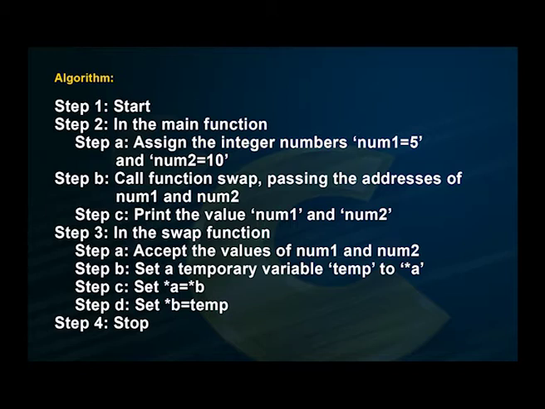Step 3, in the swap function, step A, accept the values of num1 and num2. Step B, set a temporary variable temp to *A. Step C, set *A equal to *B. Step D, set *B equal to temp, and step 4, stop. Now, let us go through the implementation of this program as a C program.